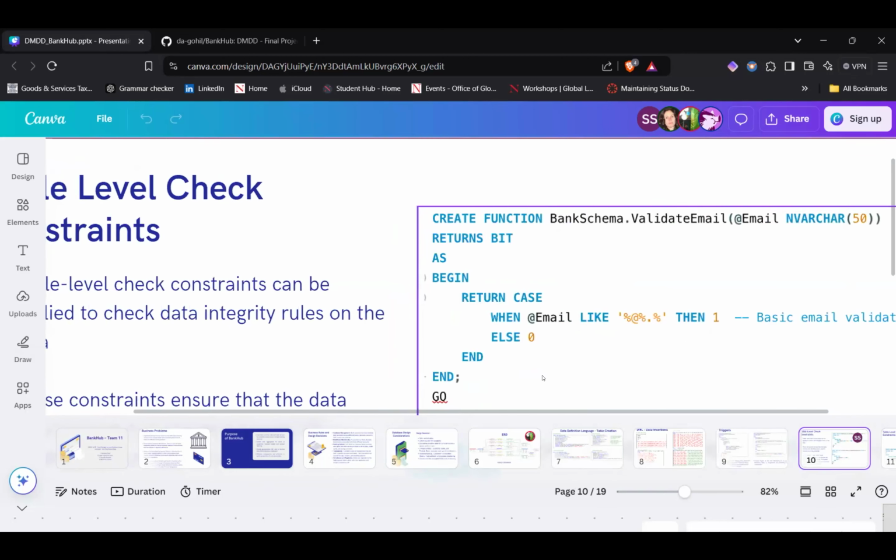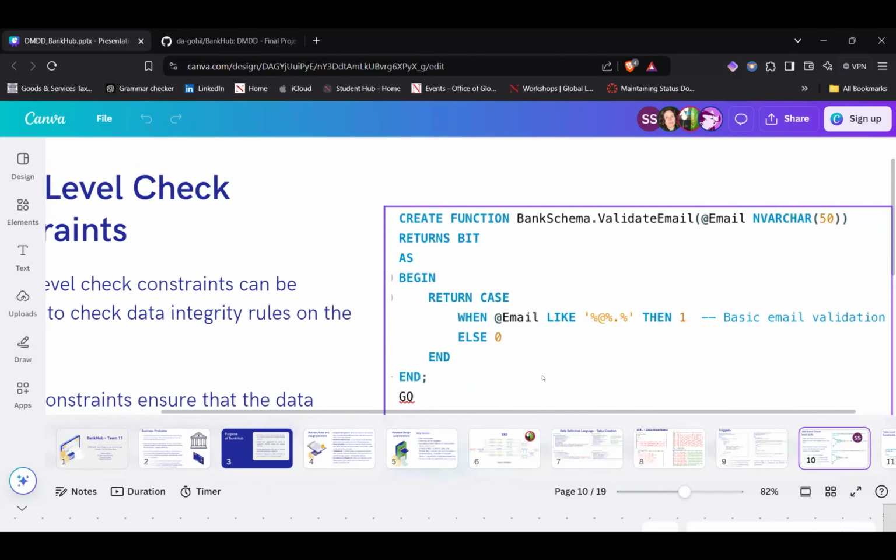Similarly, there are also validation constraints, like function-based constraints, which we created on almost every field, considering we are handling very sensitive data. We do not want the data to get corrupted, accidentally or by any means.